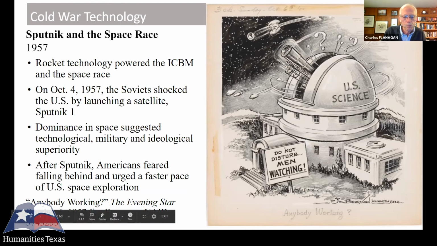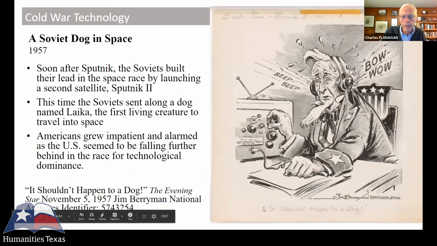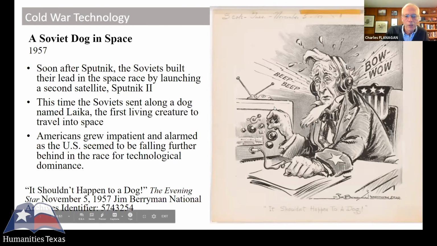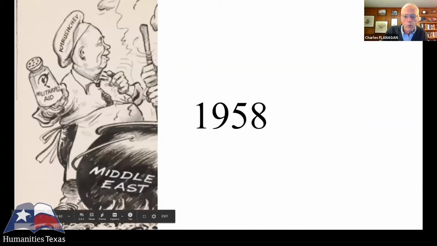But from this Sputnik, we now fall further behind because the Soviets launched a dog into space in 1957, and this Berryman cartoon captures that. The caption is, "It shouldn't happen to a dog," and it's about the dog Laika, who is launched into space. And so falling behind, what are we going to do?